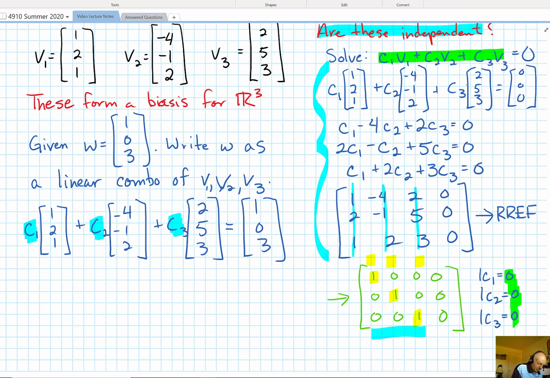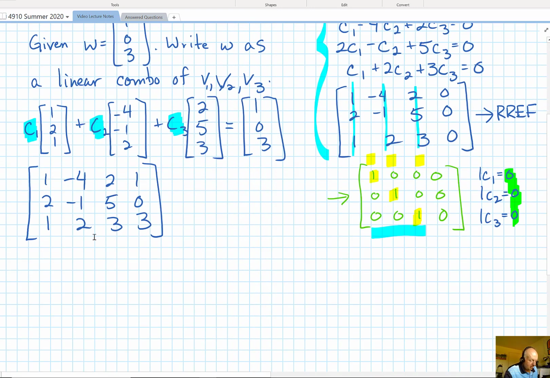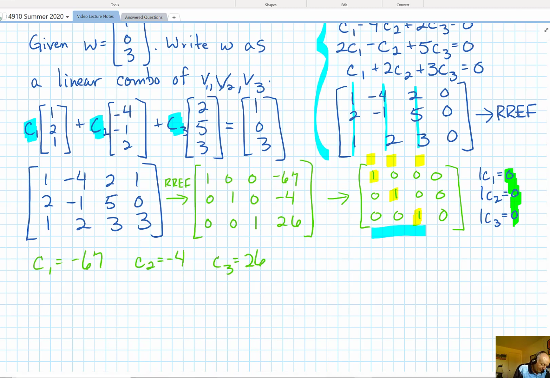Let's try that again. 1, 2, 1, minus 4, minus 1, 2, 2, 5, 3, 1, 0, 3. And so in order to solve this equation, I need to solve this system, and I need to reduce this matrix. So we'll throw that into our calculator to find the RREF of this guy. All right, we've done that.